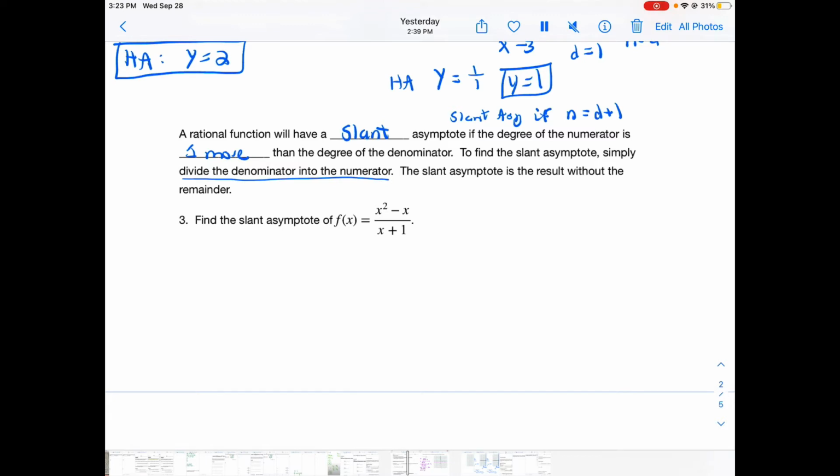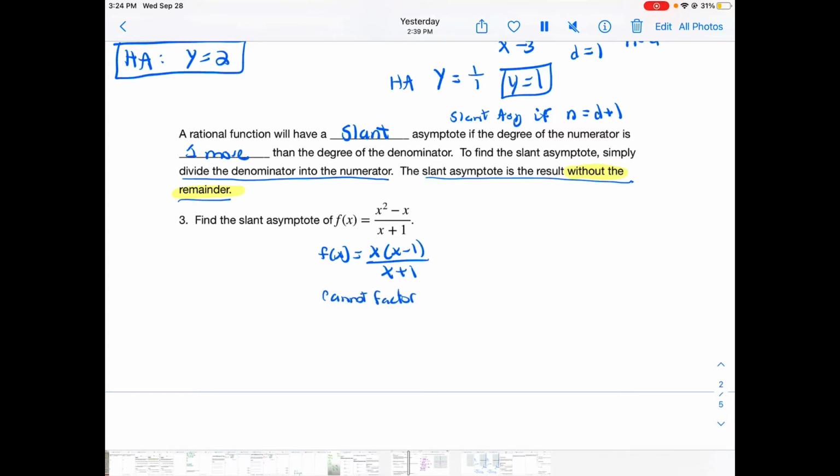So we're going to divide our bottom polynomial into our top polynomial, using either long or synthetic division. Doesn't matter. Just divide them, disregard the remainder, and whatever polynomial is left over will be our slant asymptote. So I see this is a new one, so I try to simplify it, but nothing cancels out, so it really cannot be simplified.